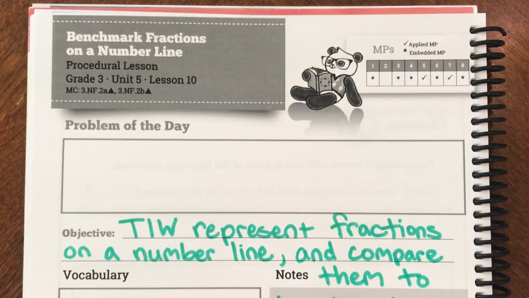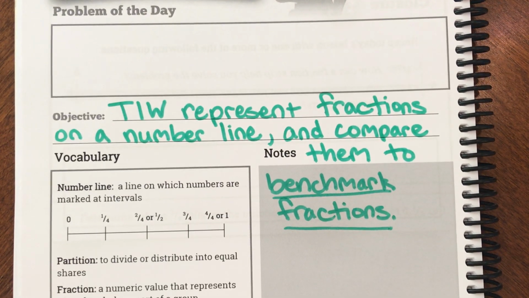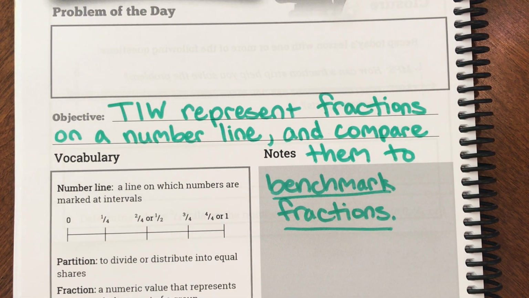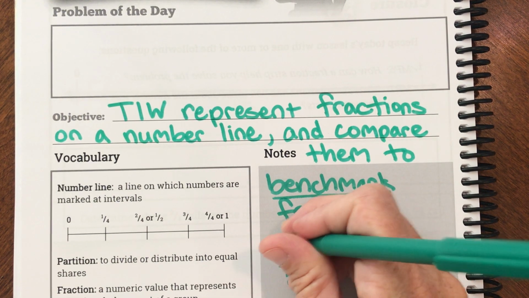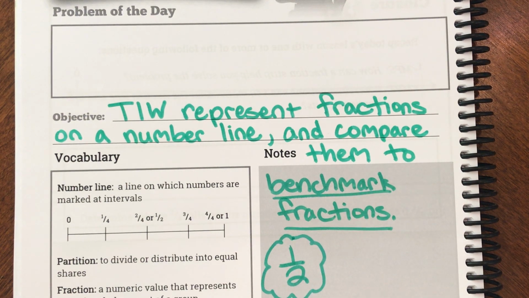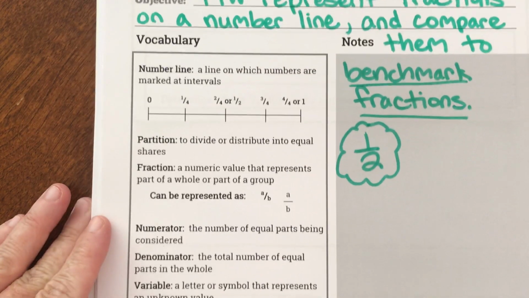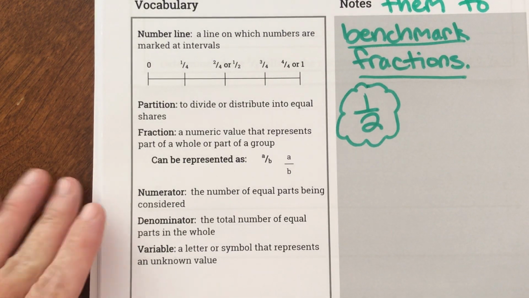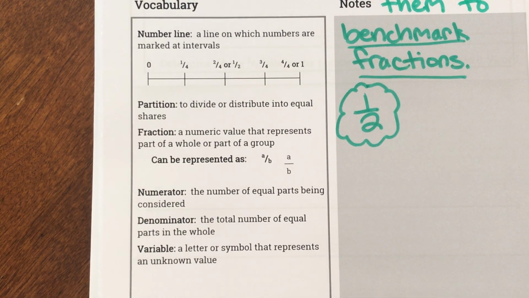Okay. So let's talk about what this means, because we have the word benchmark fractions in our goal or our objective, but we don't have it in our vocabulary. So benchmark fractions, what we're going to be talking about is 1/2. We are going to be comparing everything to 1/2, also to 0 and 1, but those aren't fractions. Okay, so our vocabulary today is the same as it's been, so we don't have any new vocabulary words, so we're actually just going to jump right in and get started.